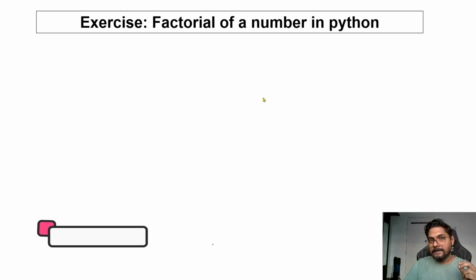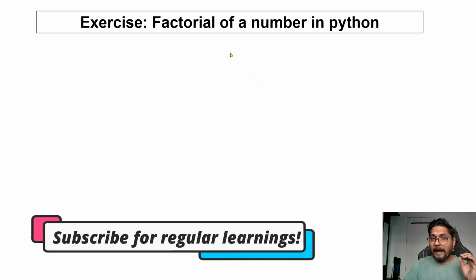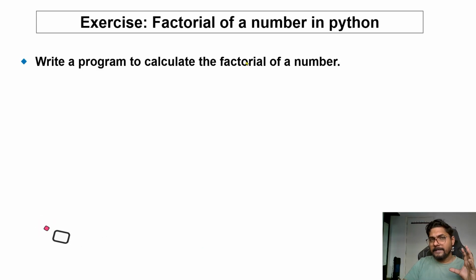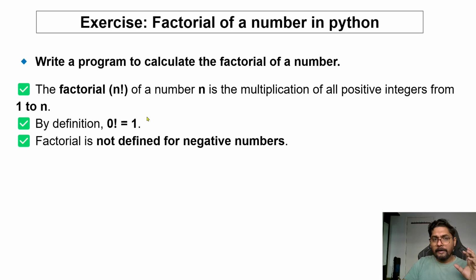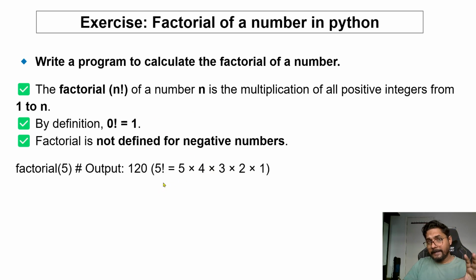The next exercise we are going to go through is factorial of a number in Python. How do you calculate factorial? Now, what is this factorial all about? Just to give you a simple example, if I ask you to calculate the factorial of 5, you will do 5 into 4 into 3 into 2 into 1 and you get the output 120.